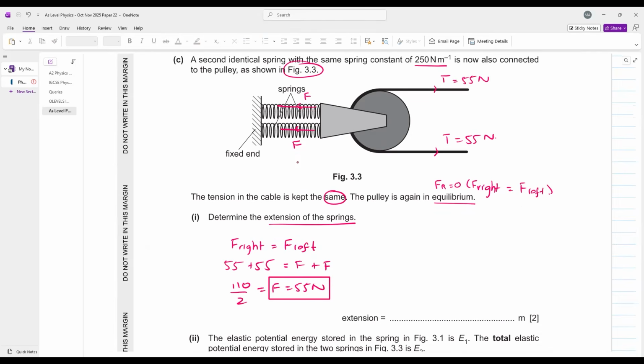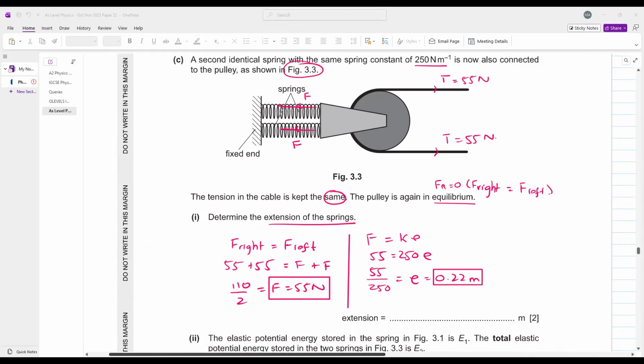Can you calculate the extension of the springs? Yes. F is equal to K E. Force is 55. Spring constant is still 250 Newton per meter. Can you calculate extension? 55 divided by 250. What did the extension come out to be, beta? Extension comes out to be 0.22 meters. Simple, easy peasy, lemon squeezy, nothing complicated here. Okay, let's move ahead. Now what else is written? Let's see what else is written.